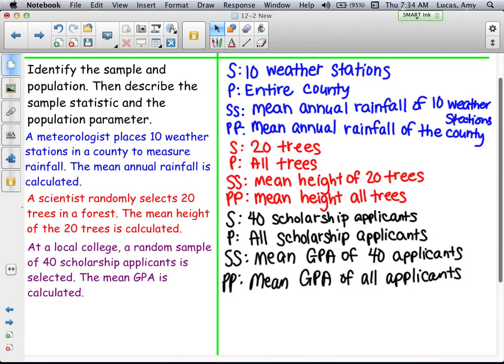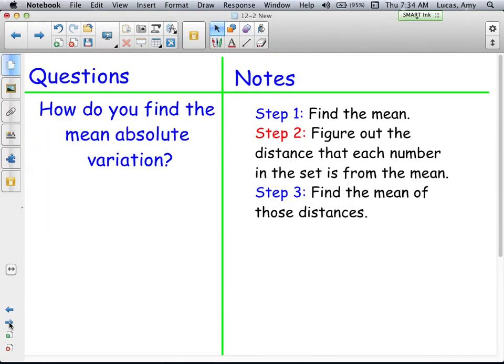Okay, so hopefully you've got the hang of that, because now we're going to switch over to our new statistics. So how do you find the mean absolute deviation? Step one, we need to find the mean. So that means adding all of the numbers up and dividing by how many numbers there are in our set.